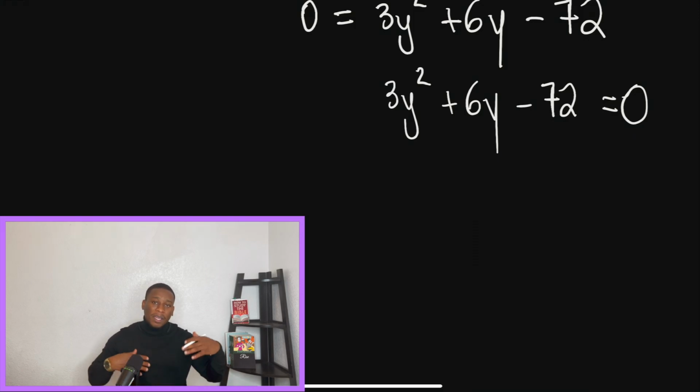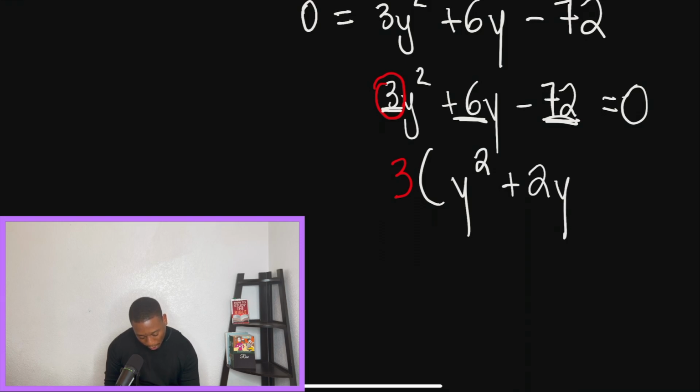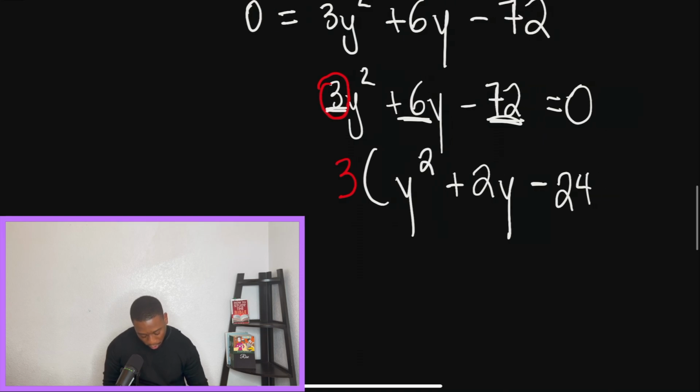And now what we're saying to ourselves is, okay, how can we factor this and actually get an answer? And to do that, we have to check to see, and we do have a greatest common factor. So our greatest common factor is 3. So after I pull 3 out, that means we're going to divide every numerical term by 3. So I will have y squared plus 2y minus 24, and this is going to be equal to 0.